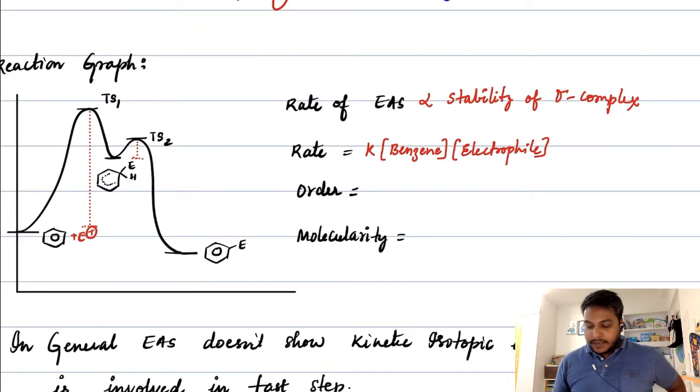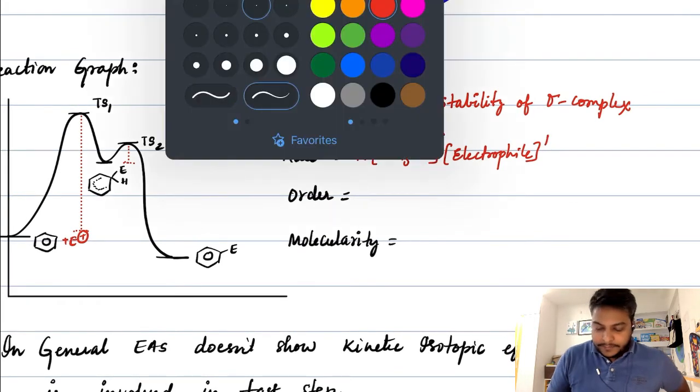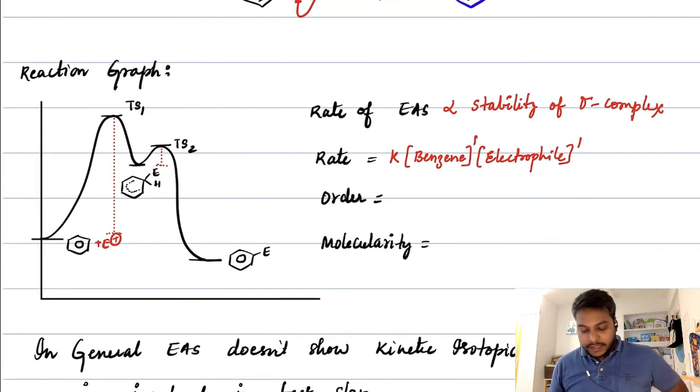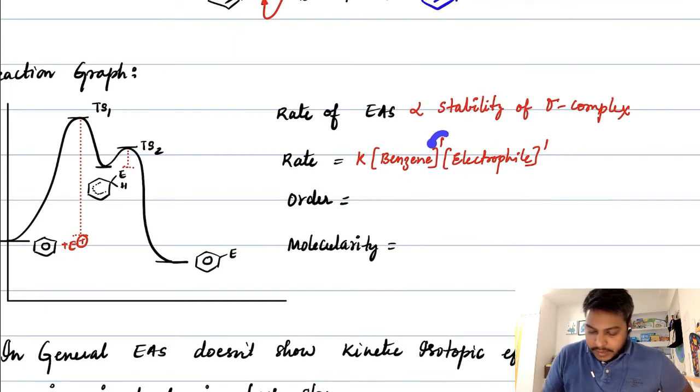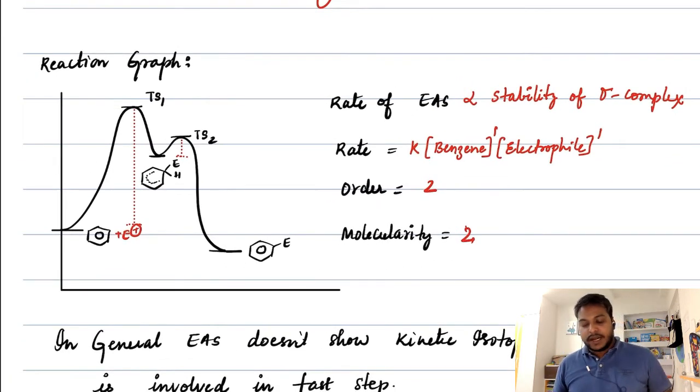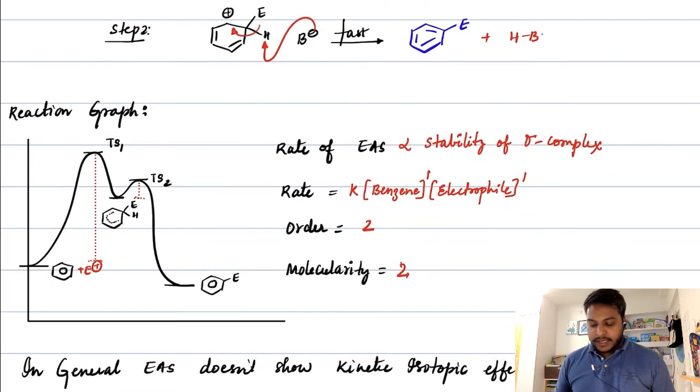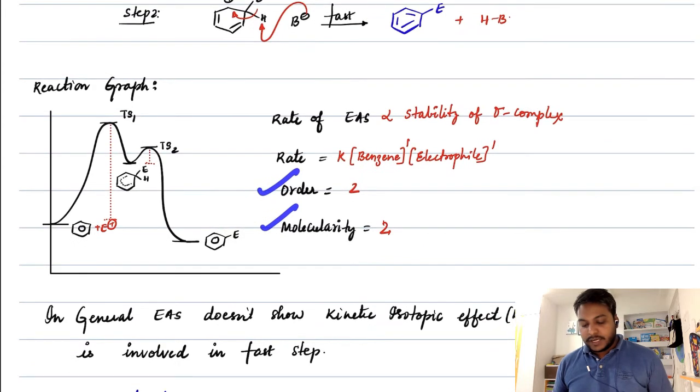Correct? And both would be power 1 and power 1 here. Next, if you look at the order of the reaction, this is power 1 and this is power 1. So the order of the reaction is 2. And in the slow step, there are two reactants being used, so that is the molecularity of the reaction as well. Clear? So I hope you got an idea of what is happening to the rate of the reaction, the rate of EAS, how the order is to be written, and what the molecularity is.